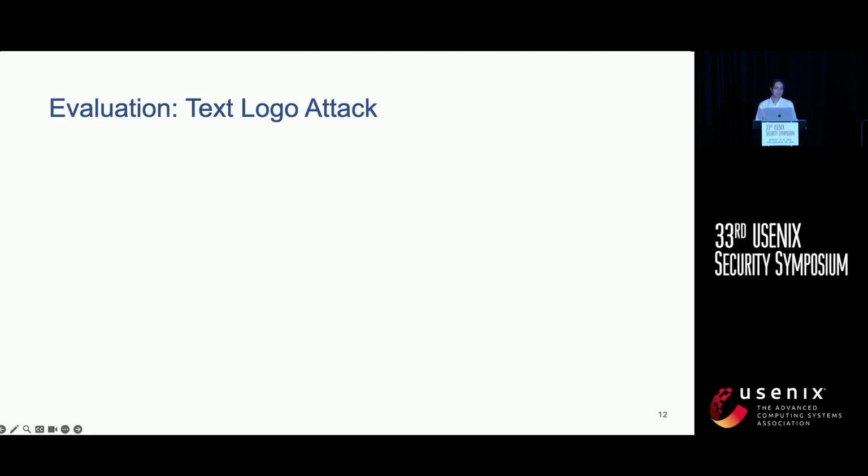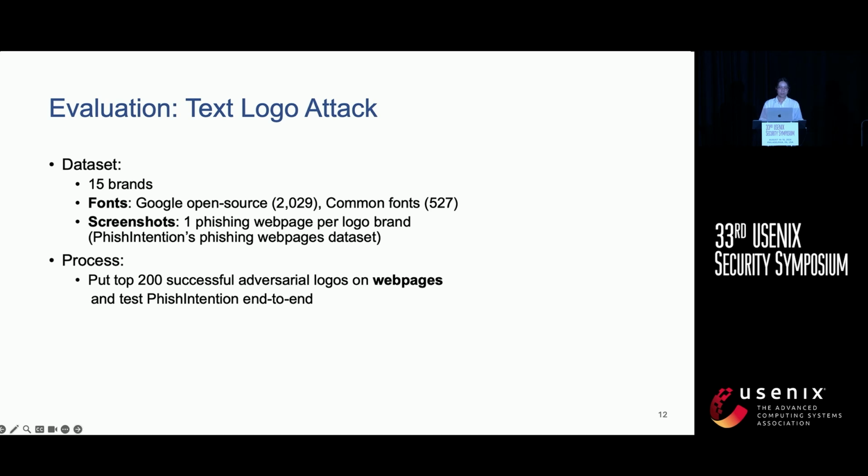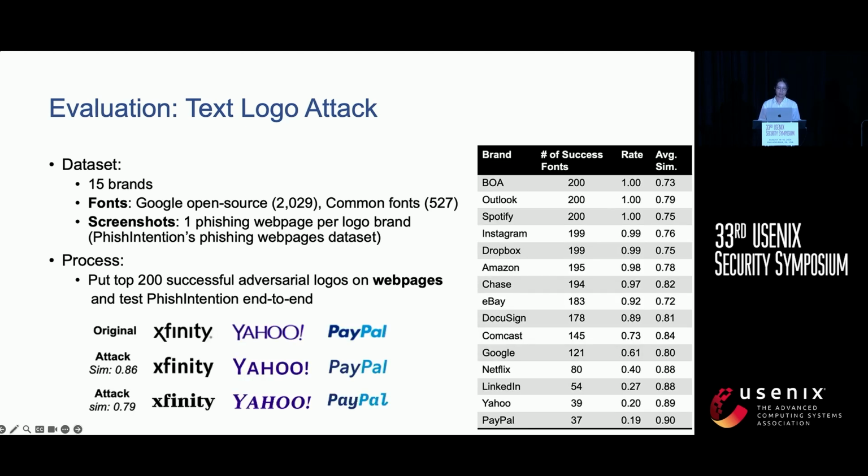Now, here are the results for our text logo attack. We focus on 15 brands. Because we're gonna put the font logos back on the screenshots, we select one phishing web page for each brand. We select the top 200 successful logos, put them on web pages, and test through phishing intention. Here are the visual examples of our attack logos. And we can see our attack is pretty effective, that a lot of the top 200 fonts can bypass phishing intention.